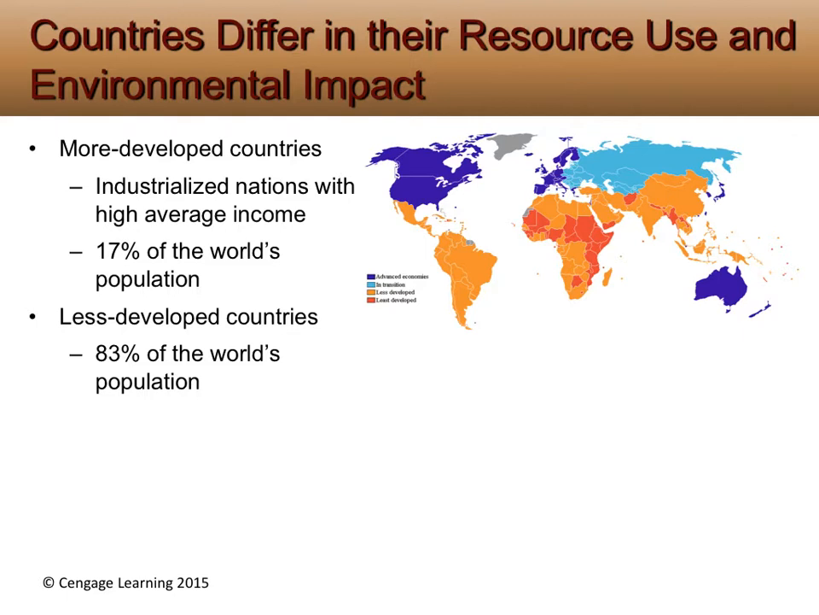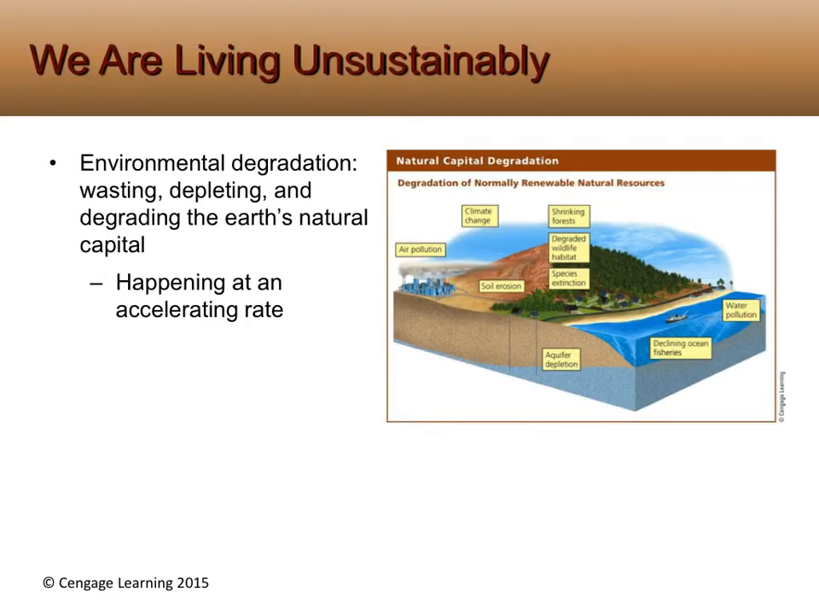They are industrialized, they come with a high average income. If you take a look at the map, that includes, of course, the United States up into Canada, most of Europe, Australia is included in this, some of Southeast Asia also is included in this. Less developed nations, of course, hold 83% of the world's population, and unfortunately, oftentimes hold a percentage of poverty.